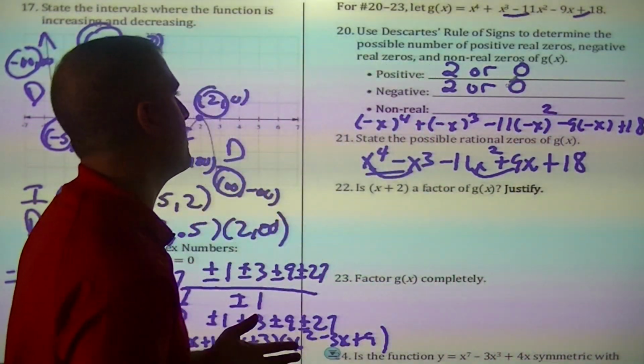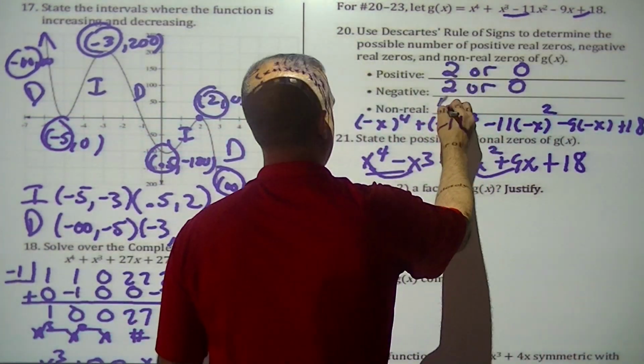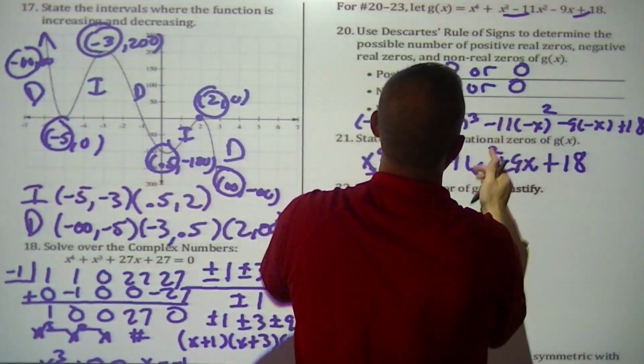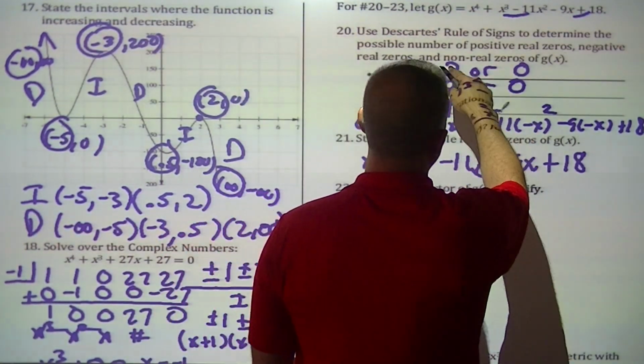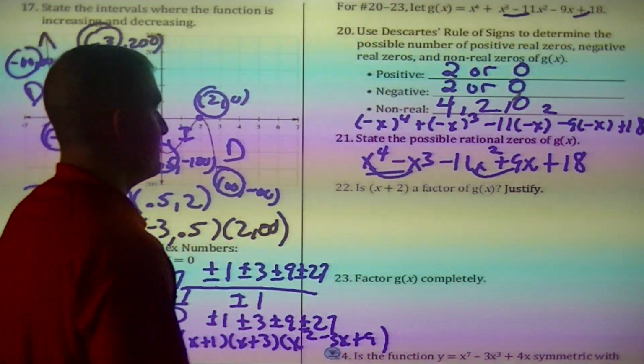So how do you figure out the non-real? It could be a number of things. If they're both 0, that would be 4. If these are 2 and 0, that would leave you 2 left over, or if they both are 2, then that has to be 0. So there's all those combinations.